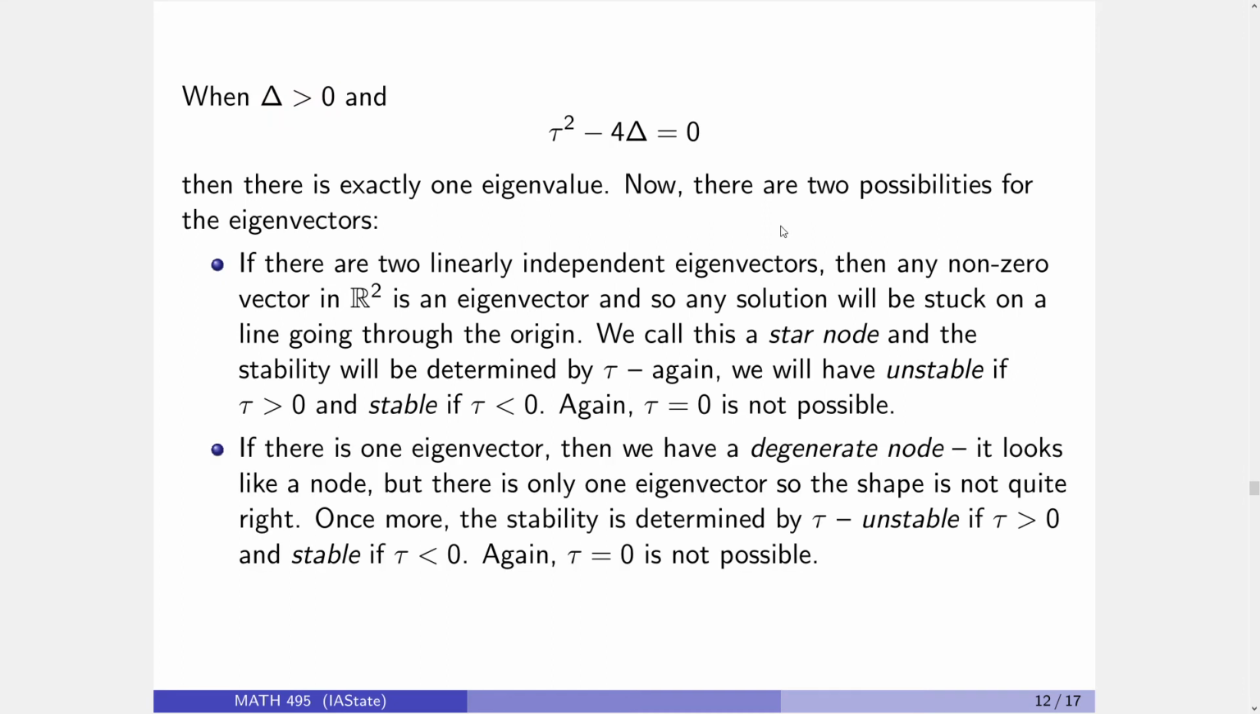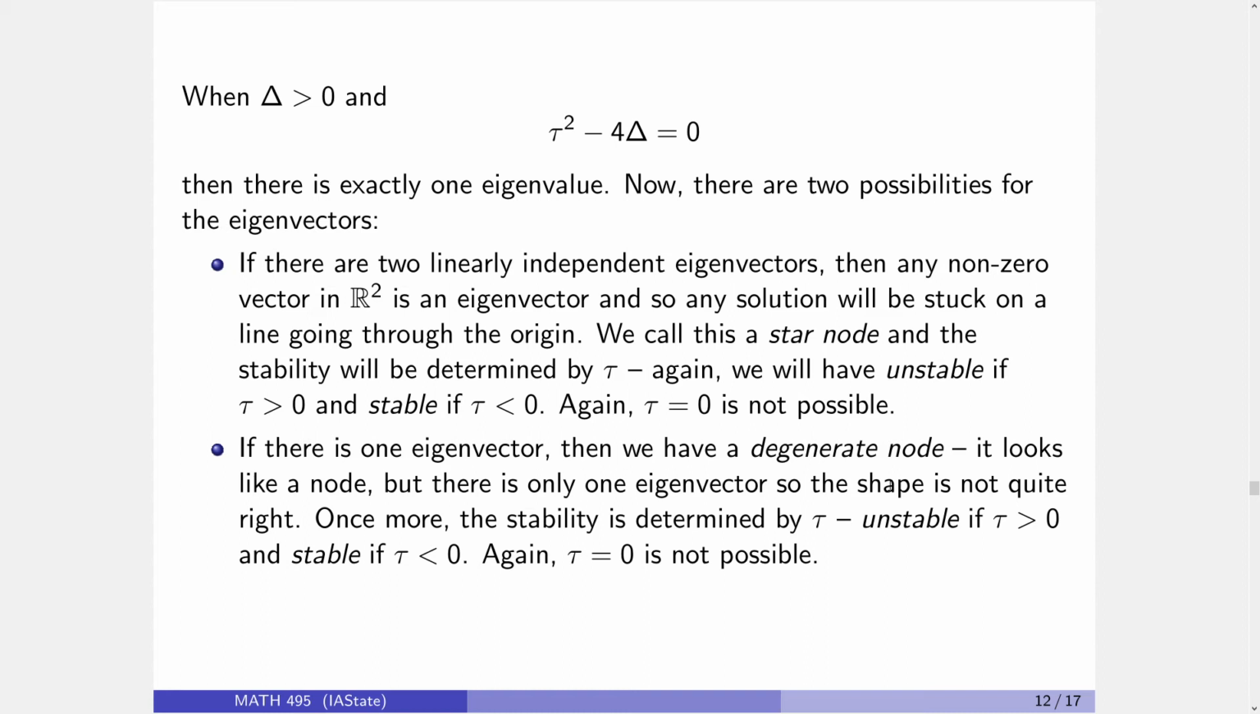All right, the other case, and we'll look at both of these in a moment, is if there's only one eigenvector. And this is referred to as a degenerate node because it kind of looks like a node, but there's only one eigenvalue. So there aren't two eigenvectors where one is a weaker one and one's a stronger one. There's only ever one.